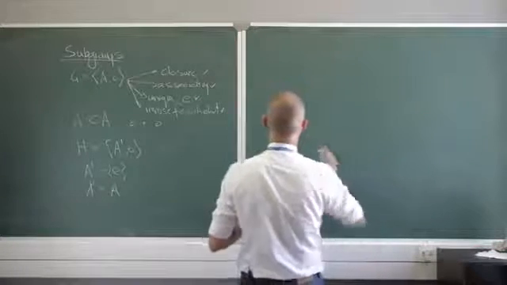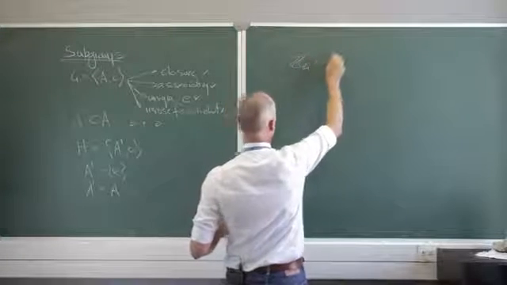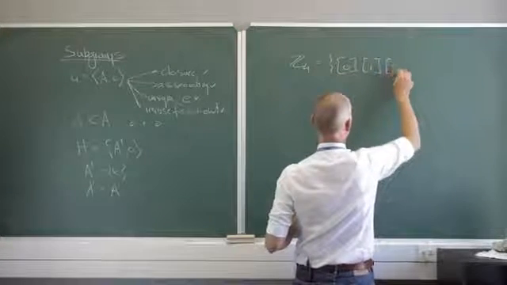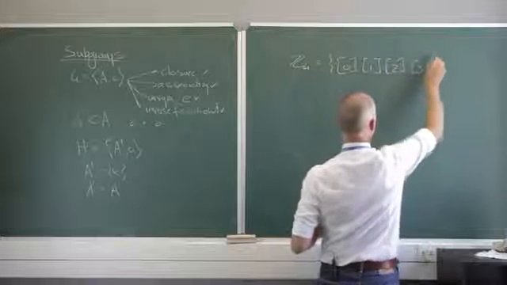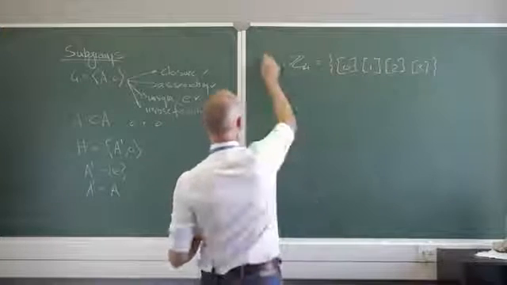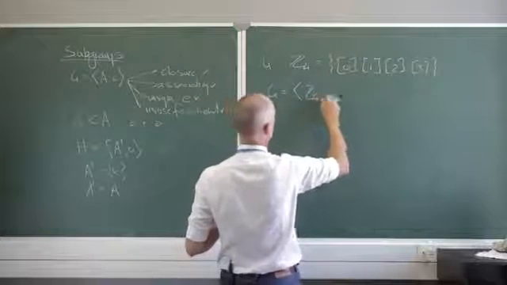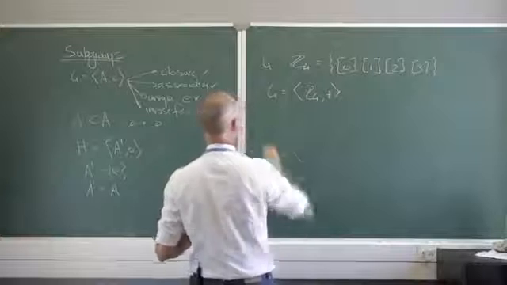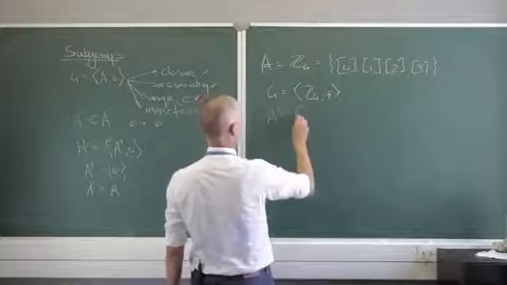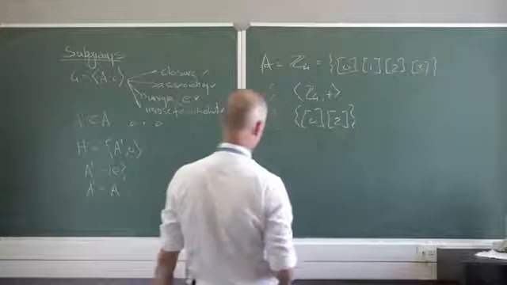Okay, let's do the following. Let's take the integers mod 4. The integers mod 4, remember, those were just my equivalence classes 0, 1, 2, and 3. So let's say my group is Z4 under addition, and my A is that. And let's make my A prime just going to be 0 and 2.